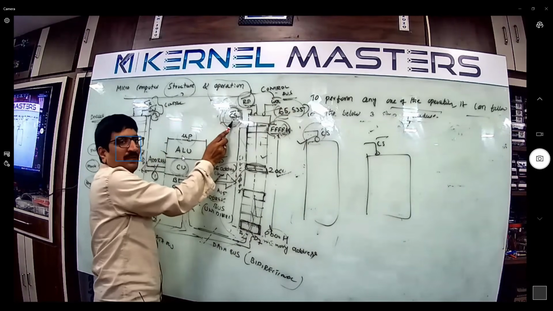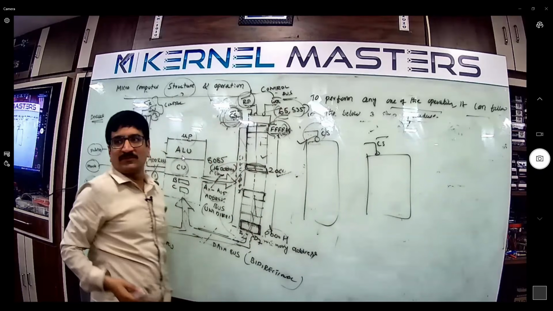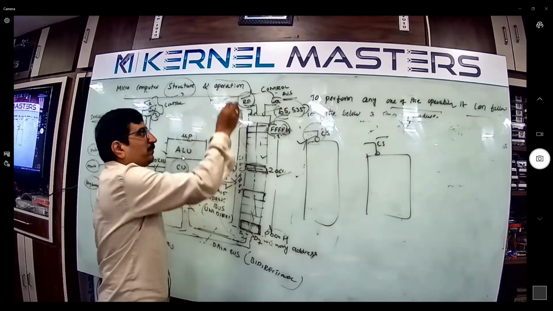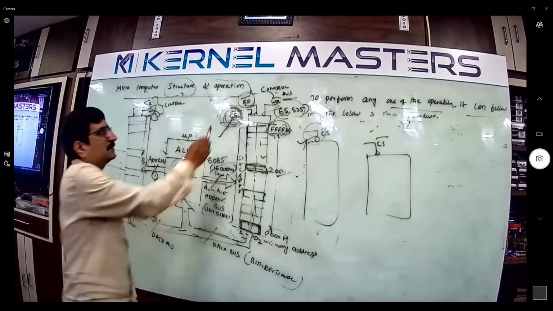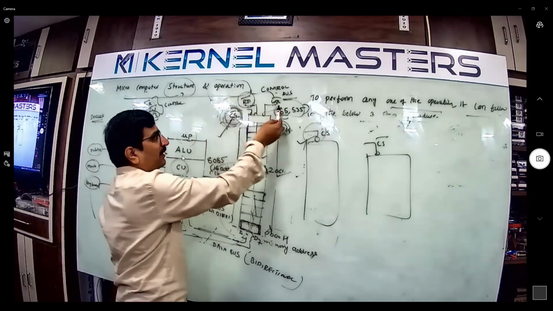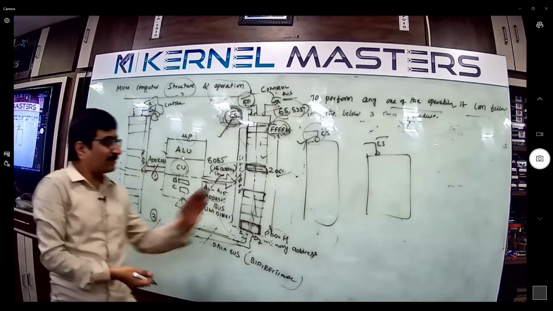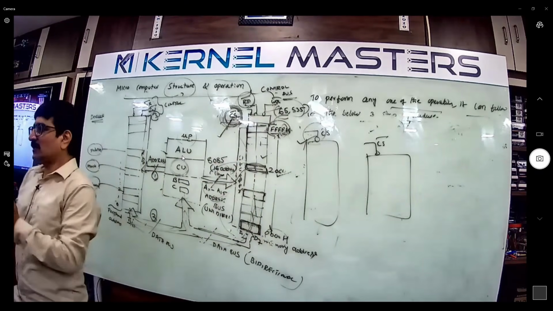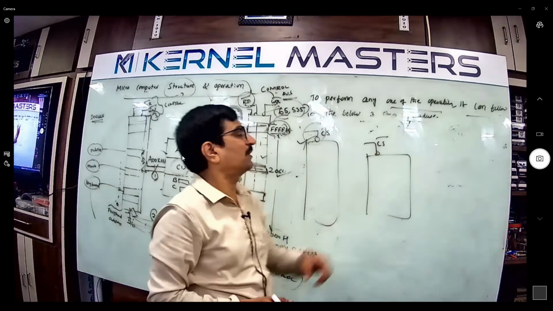Before read bar or write bar, CS bar should be enabled first. To perform read bar or write bar, first of all you enable CS bar, then read bar, otherwise CS bar, then write bar. Why CS bar? Because multiple ICs are there, and it decides which IC to communicate with, IC1, IC2 or IC3. You can interface multiple RAMs.